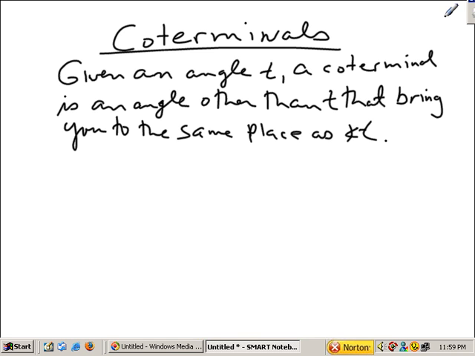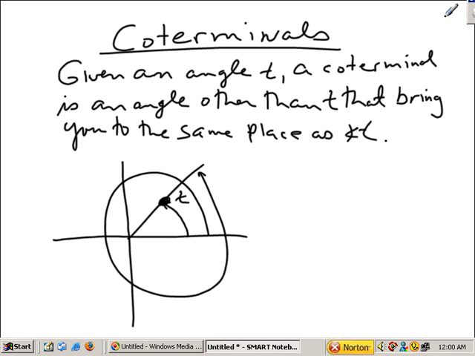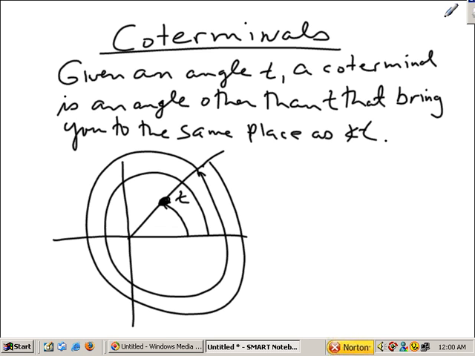Now, exactly what does that mean? For example, if this were the angle T, of course it brings you right here. A coterminal is an angle that brings you to the same place. This is a coterminal, or you could have continued and gone around another time. That's a coterminal. But let's look at this more carefully.